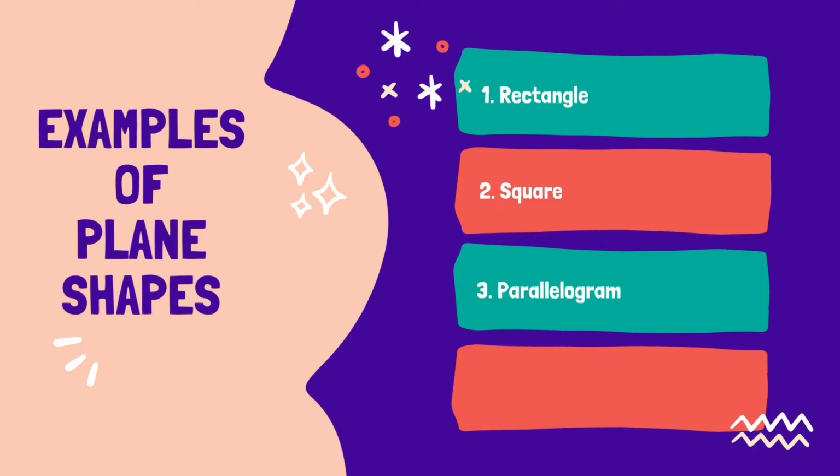Some other plane shapes are the parallelogram. You have the triangle. Remember, a triangle is a polygon with three sides. You have examples of quadrilaterals like the trapezium, the rhombus, the kite, as well as the circle. These are all examples of plane shapes. In this class, I will be teaching you how to find their perimeter and areas.